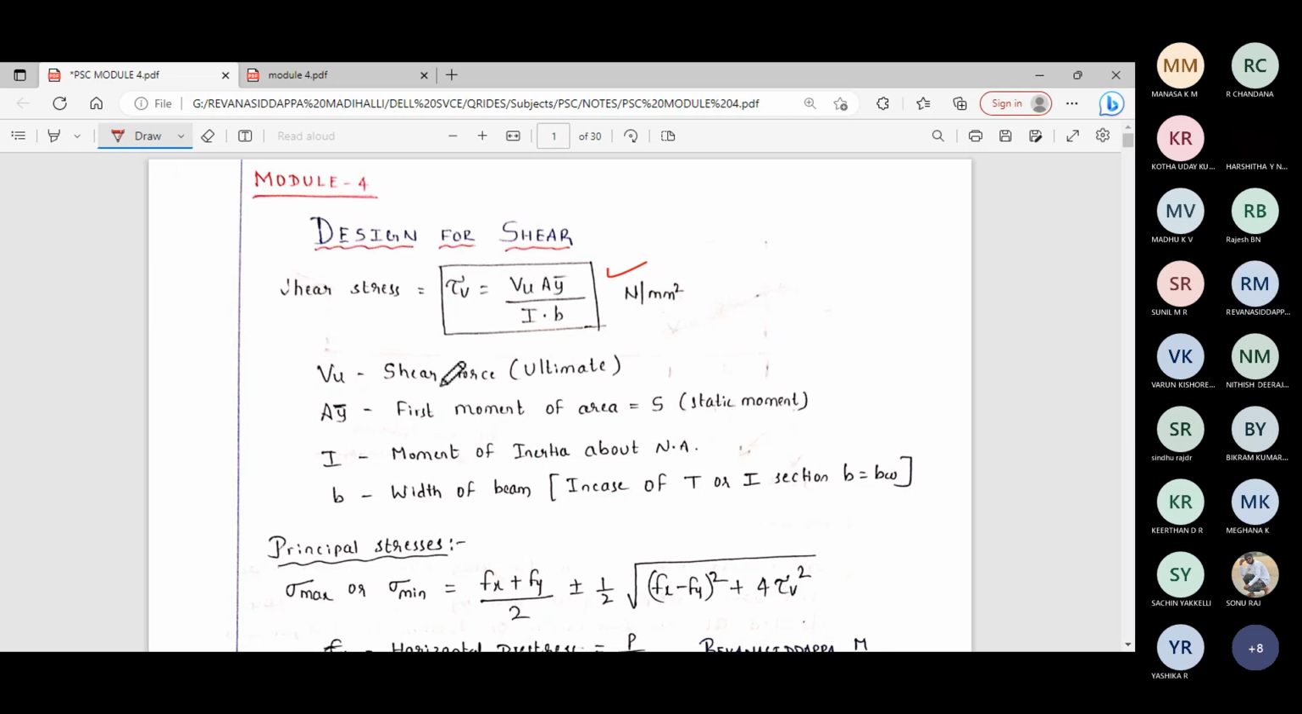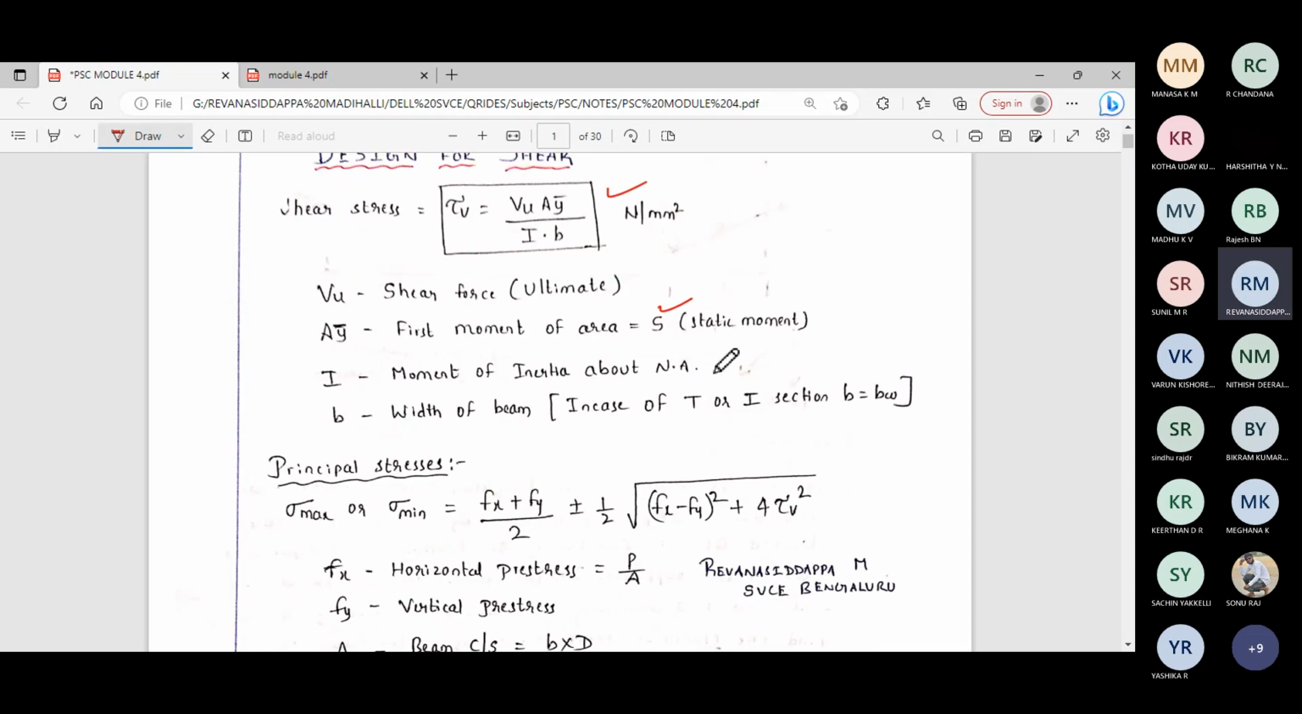This product A into y bar is nothing but the first moment of area, or static moment of area. Sometimes we will also denote it by the letter S. I, you already know, is the moment of inertia, and B is the width of the beam. In case of flanged sections, in place of B we'll take Bw, the width of the web, for the calculations.